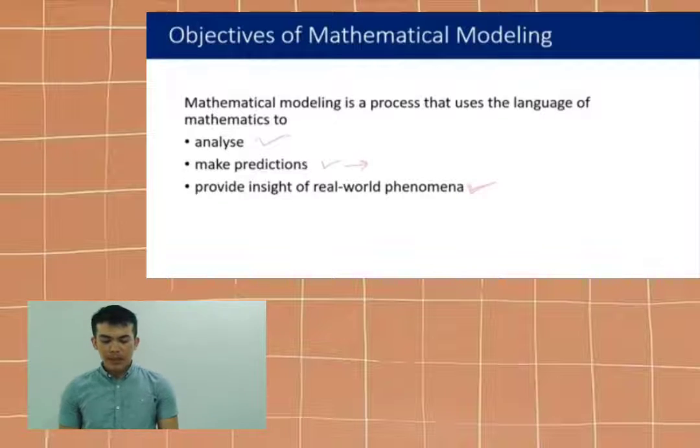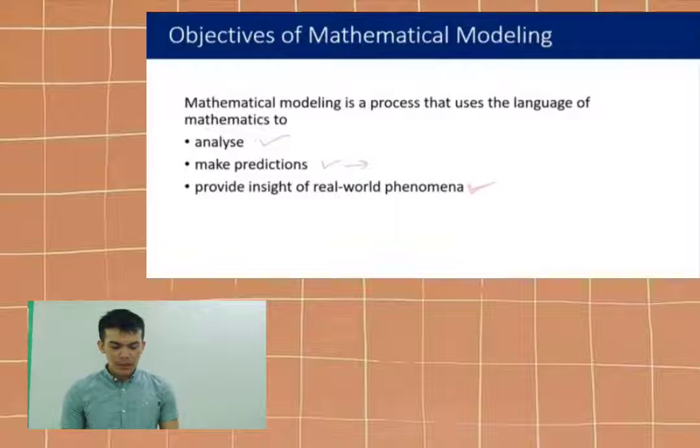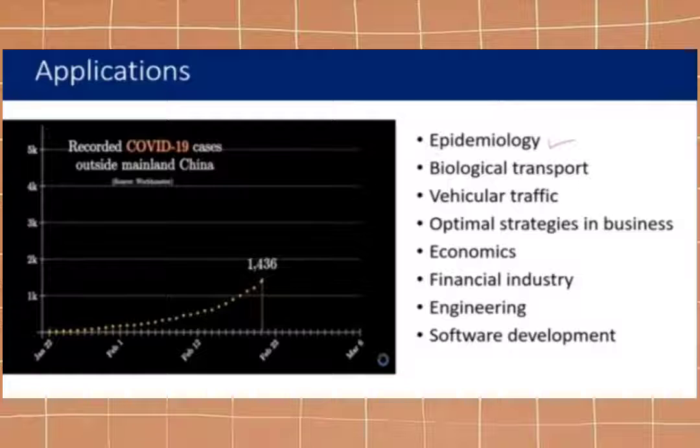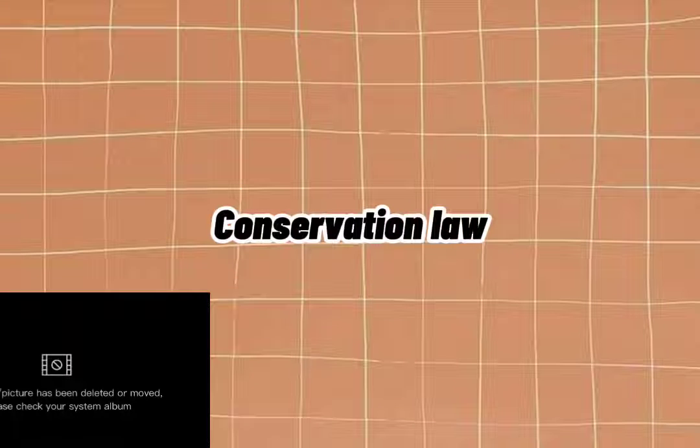Objectives of mathematical modeling. Mathematical modeling is a process that uses the language of mathematics to analyze, make predictions, and provide insight into real-world phenomena. Here are some applications of mathematical modeling. Done in explaining modeling or mathematical modeling.